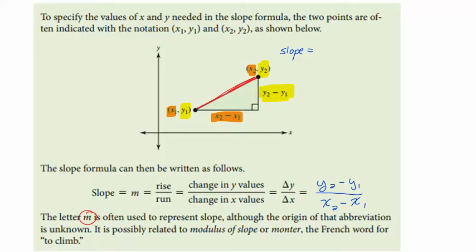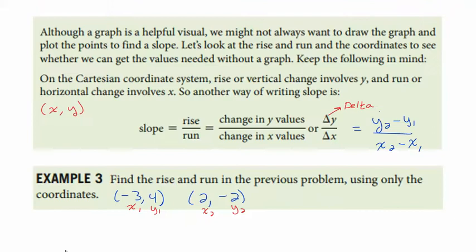Okay, so I'm going to use m over here for slope. So the slope of this line, if I do y2 minus y1, y2 is negative 2, minus y1, which is 4, over x2 minus x1, x2 is positive 2, minus x1, which is negative 3. So you got to be careful here. Minus negative 3. Make sure you have both of those in there.